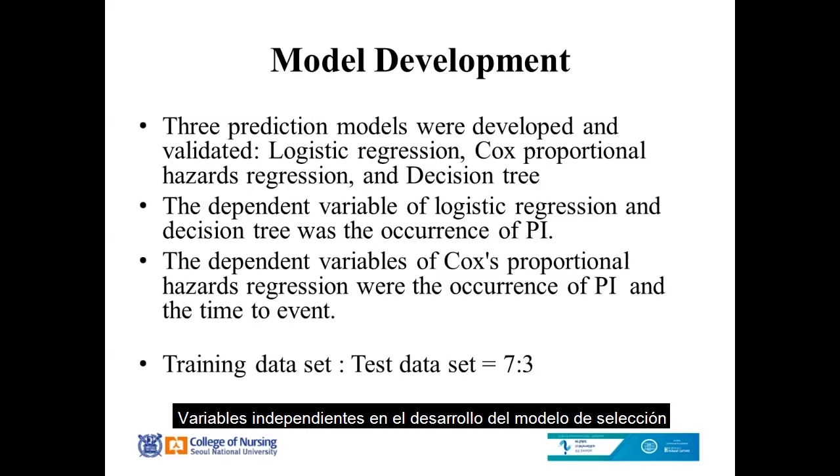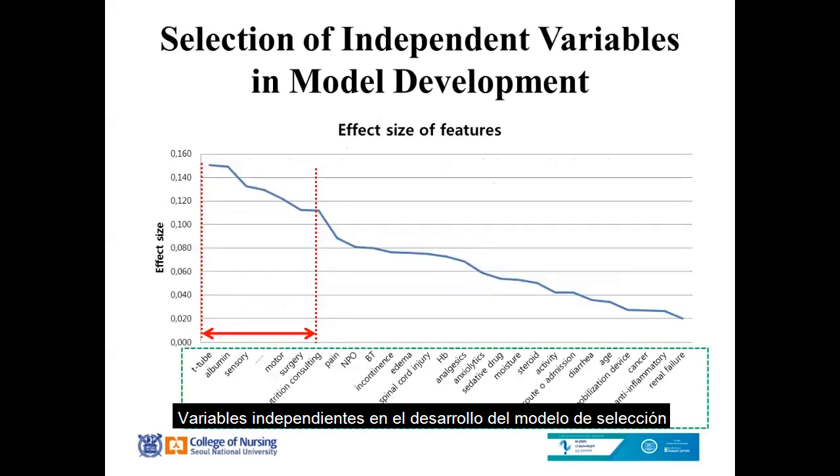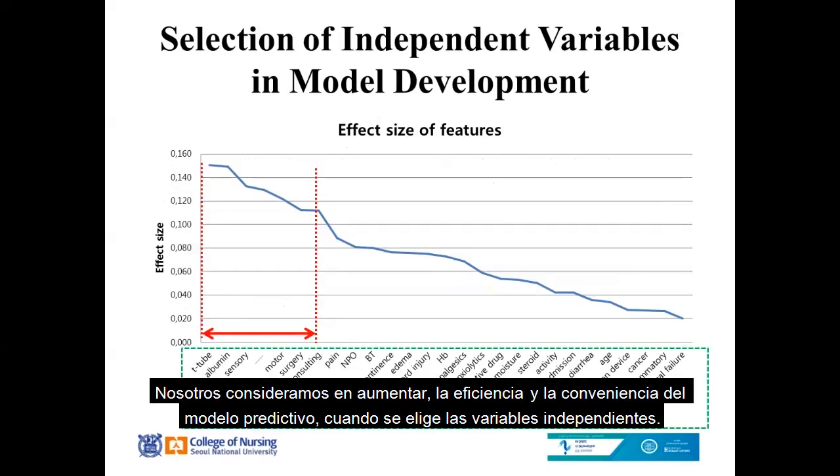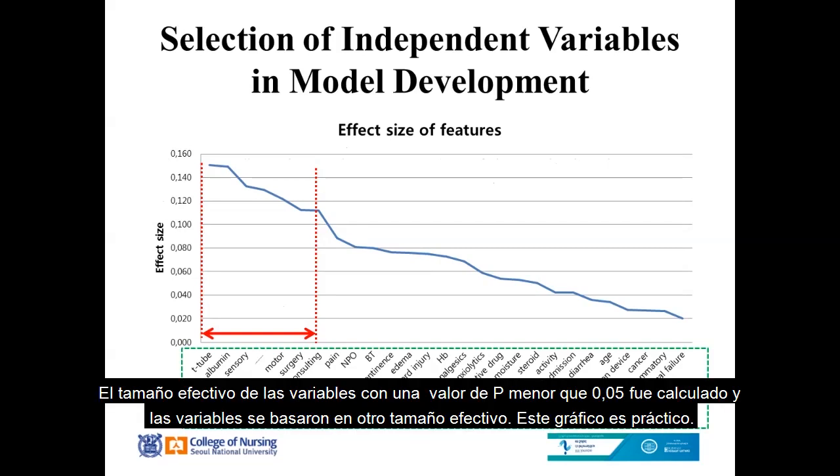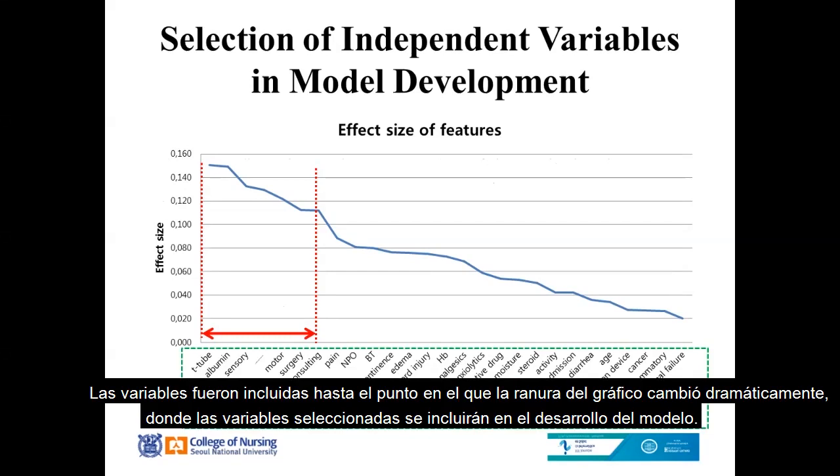Independent variables in the model were selected by univariate analysis. We considered increasing the feasibility, efficiency, and convenience of the predictive model when choosing independent variables. In univariate analysis, the effect size of features with a p-value less than 0.05 was calculated, and the features were listed in order of effect size, and then the graph was plotted.